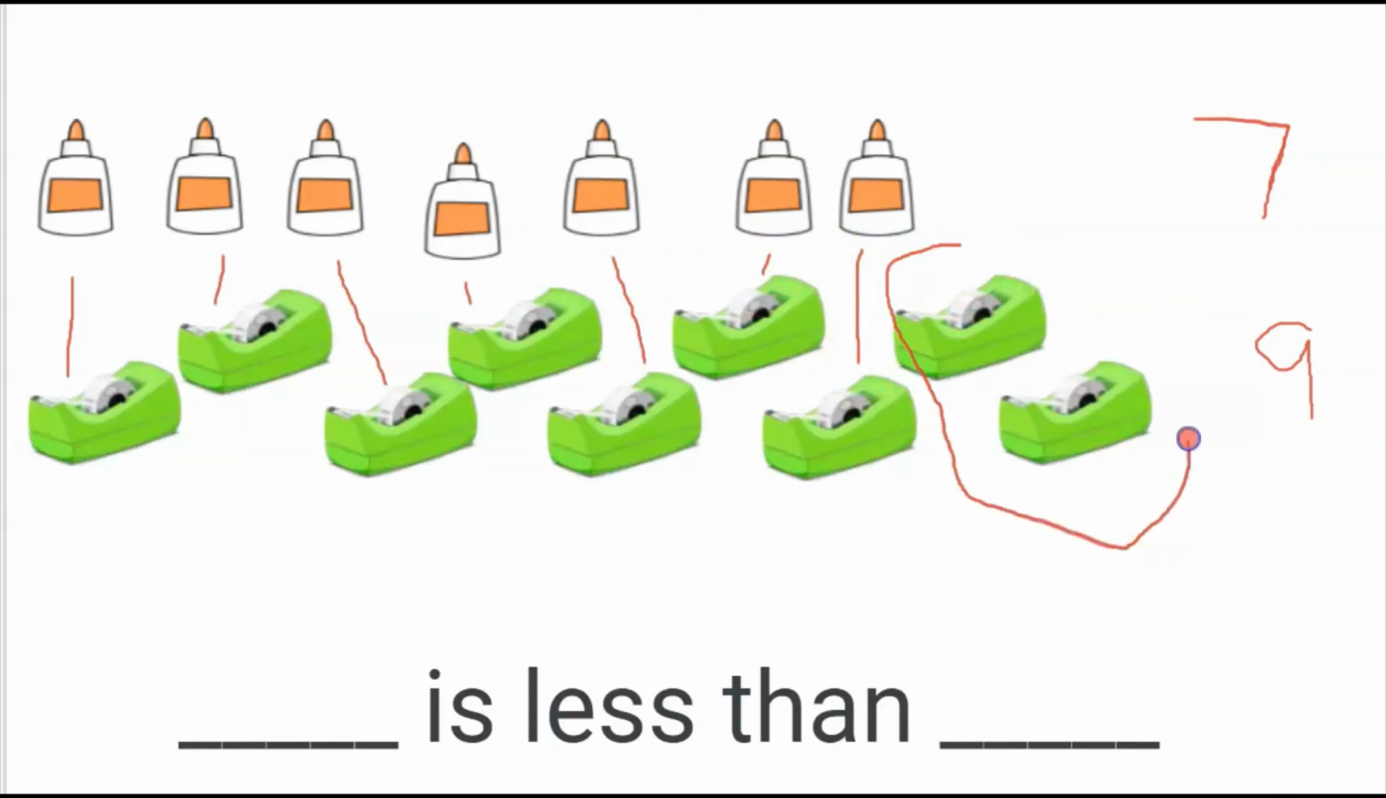Ooh, I noticed that I have 2 tape dispensers that do not have a glue bottle. That means I have more tape dispensers. I want to fill in the sentence: blank is less than blank. That means 7 is less than 9. We have fewer glue bottles than tape dispensers. 7 is the smaller number.